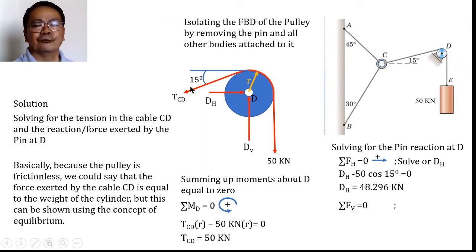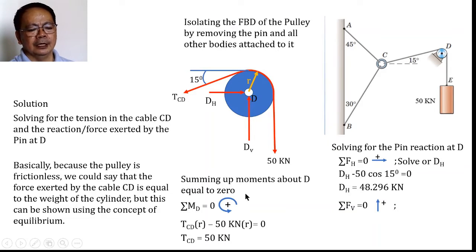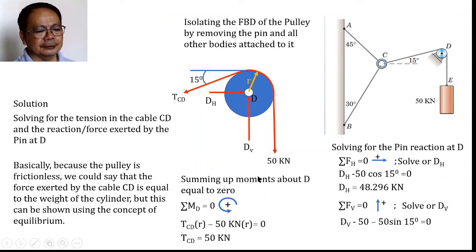There will be three forces acting. One component, you have this one and this DV. So we will be assuming that upward positive, therefore we have DV minus this one, which is 50, minus the component of this in the vertical direction, which is 50 sine of 15, diba?